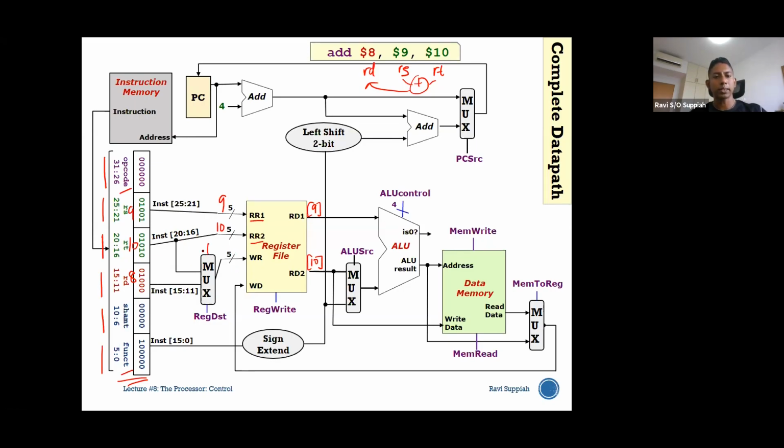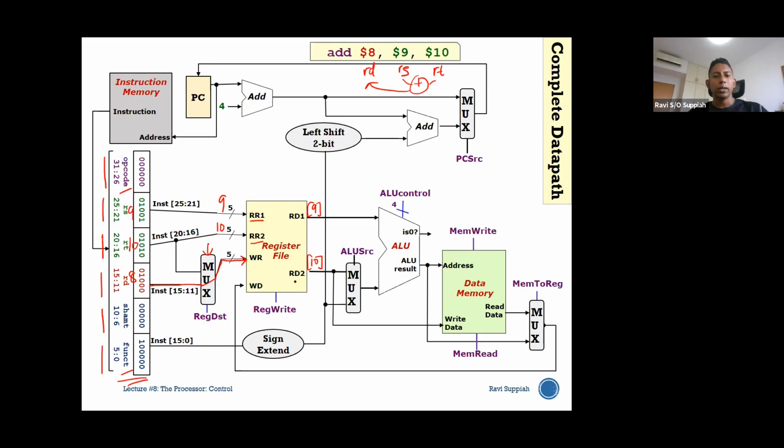So this multiplexer, if you recall, I mentioned that it is just a mechanism where you have multiple inputs and you can select which one is passed to the output side. In this particular instruction, we know that the register we want to write to is register 8. Since register 8 is represented by these bits here, this is what I want to select and pass through over here.